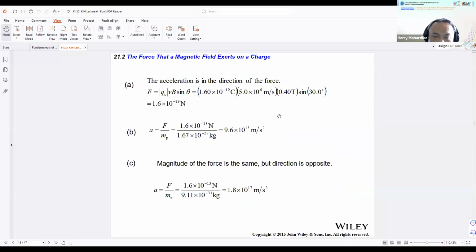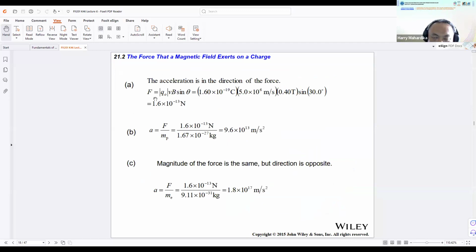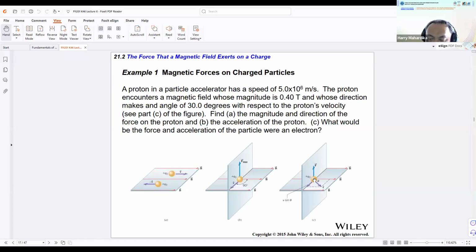Okay, moving on to the solution of the problem, find the magnitude and direction of the force. For the magnitude of the force, we could use F equal to the magnitude of q times V times B times sine of theta. From this computation, we have the force as 1.6 times 10 to the power of minus 13 Newton. And the direction that is shown in this figure is moving upward.